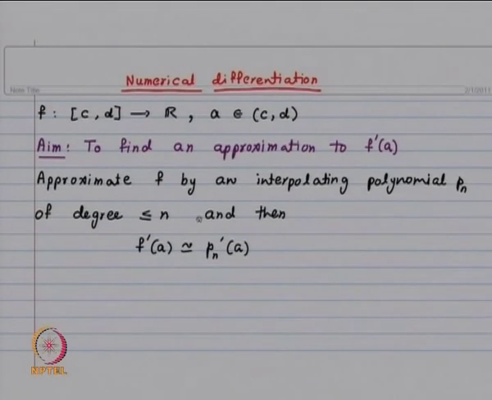The simplest case is to take n equal to 0, that means approximate your function by a constant polynomial. So, the derivative is going to be 0, so then you get an approximation, but that is not really a very accurate approximation. So, instead of n equal to 0, let us look at n equal to 1. That means x_0 and x_1, we are going to choose 2 interpolation points, fit a polynomial of degree less than or equal to 1, and then its derivative will give you an approximation to f'(a).